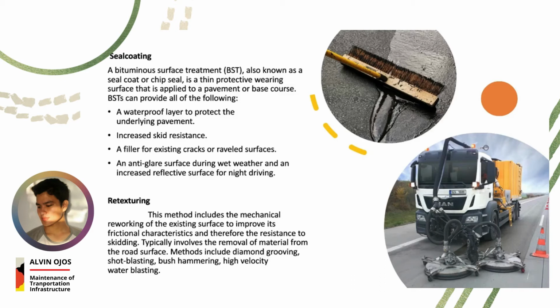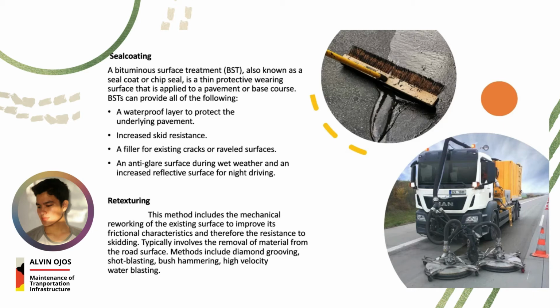Let's talk about seal coating first. Again, it is a bituminous surface treatment, also known as a seal coat or chip seal. It is a thin protective wearing surface that is applied to a pavement or base course. BSCs can provide all of the following: waterproof layer to protect the underlying pavement, increased skid resistance, a filler for existing cracks or raveled surfaces, and an anti-glare surface during wet weather, and increased reflective surface for night driving.